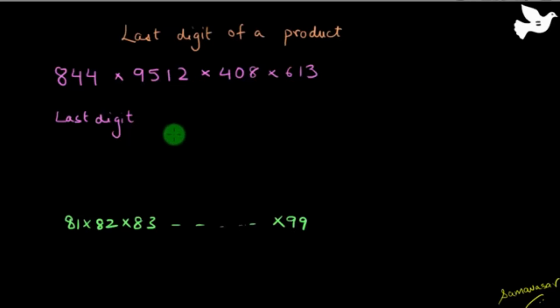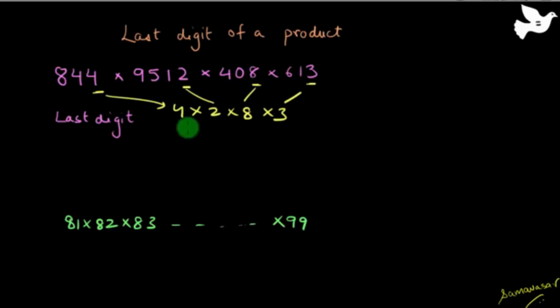Okay, for a product, it's very simple. If you have multiplication of any numbers like this, to find the last digit, all you need to do is to take the last digit of each of these numbers and multiply them and see what is the last digit of this product. So for finding the last digit of this product, what we need to see is what is the last digit of 4 into 2 into 8 into 3.